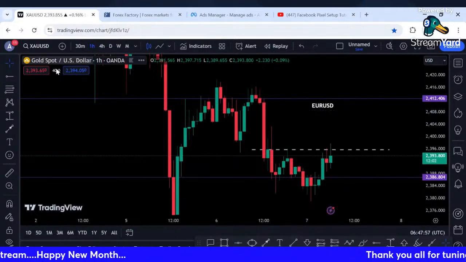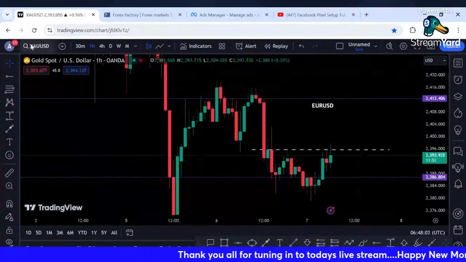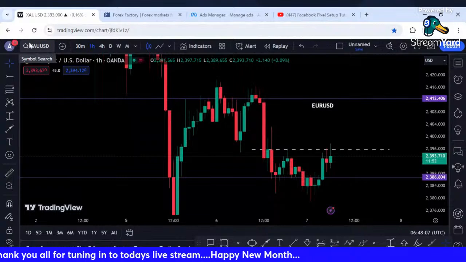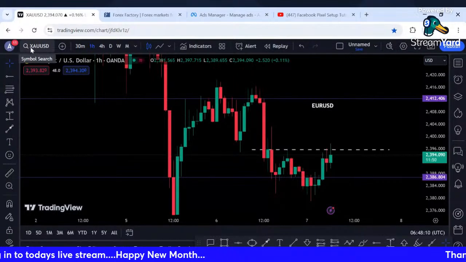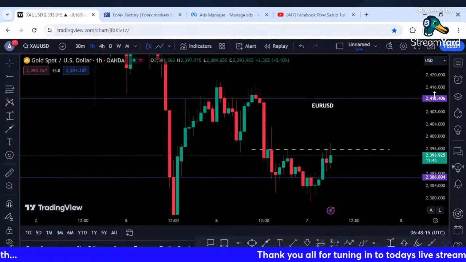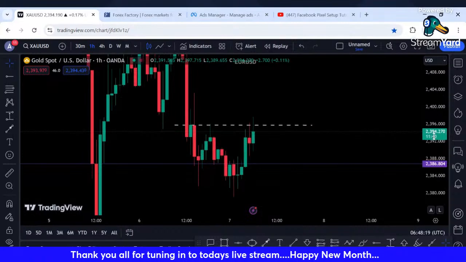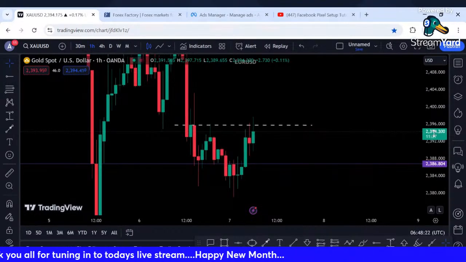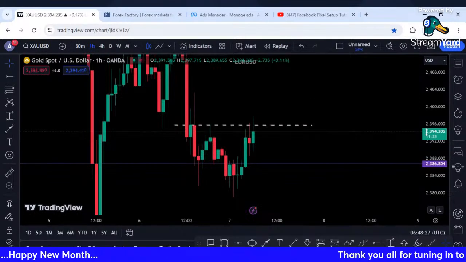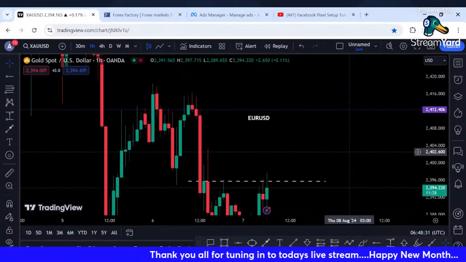One euro refers to, maybe currently, gold USD. What it means is, if you want to get one ounce of gold, you have to pay the current price, which is $2,304. Currently one ounce of gold costs you $2,304. You get it? So that's the meaning.